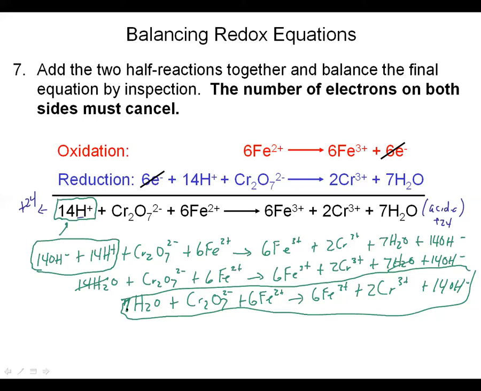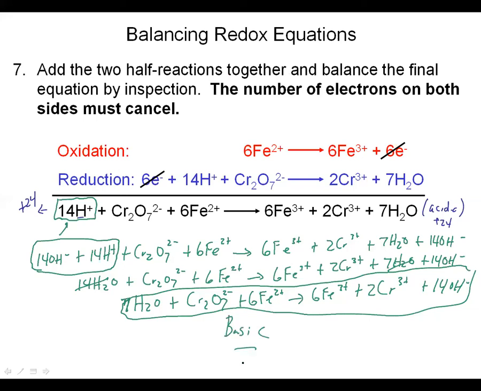Overall charge, if we add up all the charge on the left-hand side, we have plus 12 and minus 2 is plus 10, I believe. And on the right-hand side, we have plus 18 and 6 is plus 24, less minus 14 is plus 10 as well. So it would be balanced. So this would represent the balanced equation in basic conditions.